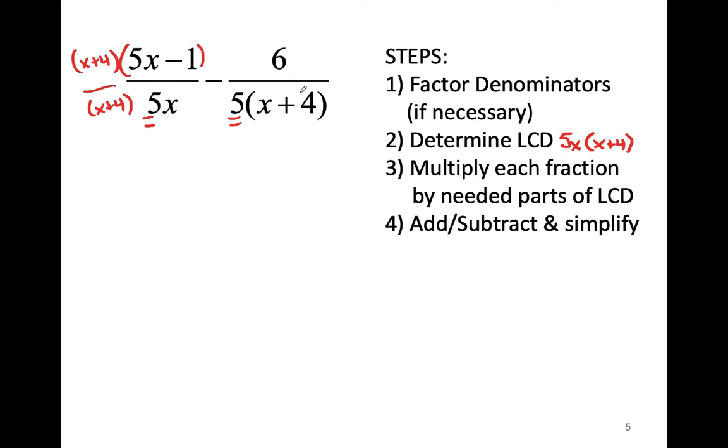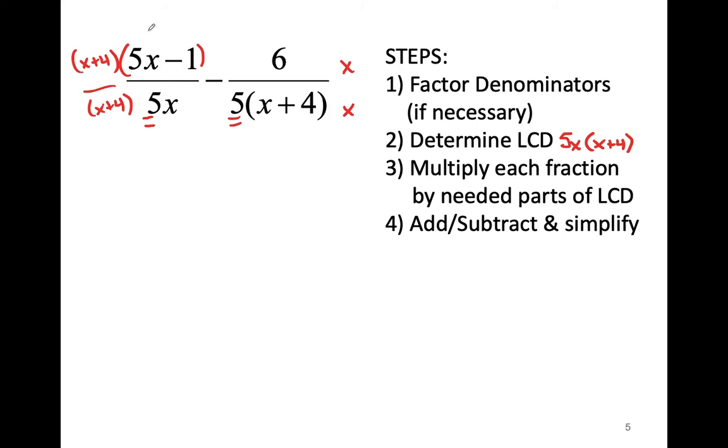Now let's look at our second fraction. Our second fraction already has the 5, and it already has the x plus 4. So all that it needs is to be multiplied top and bottom by x. In this example, we have 3 different parts to our least common denominator. We have the 5, that's part 1. We have the x, that's part 2. And we have the x plus 4. Both individual fractions have 2 of the 3 parts, so we're just multiplying by the part that they're missing.